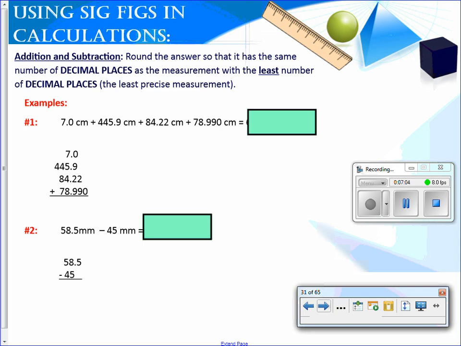So if you're adding or subtracting numbers, the focus is the decimal places. And you always go with the least number of decimal places.